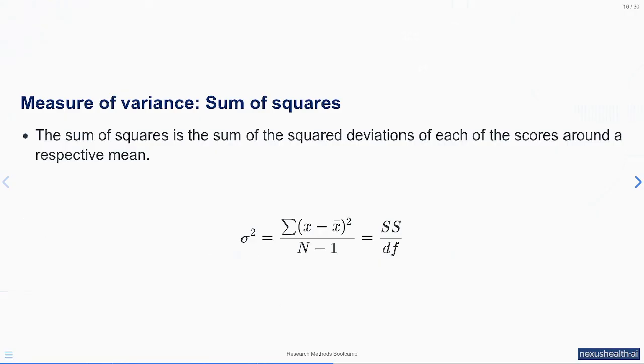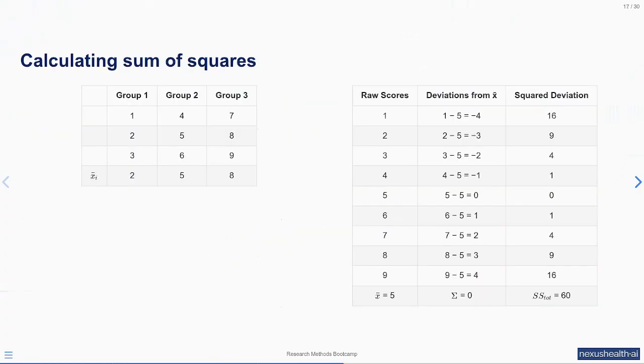So how do we measure this variance? The sum of squares is the sum of the squared deviations of each of the scores around a respective mean. And we see the formula for calculating the sum of squares. It is the sum of the squared deviations of each of the scores around a respective mean. The sum of squares. Let's look at some worked examples.